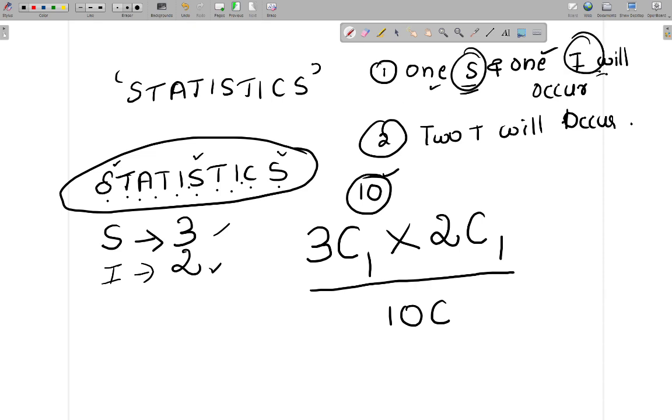Clear? Am I clear, friends? Is there any doubt? Pakka. Now, let's move on to the next part of this question.